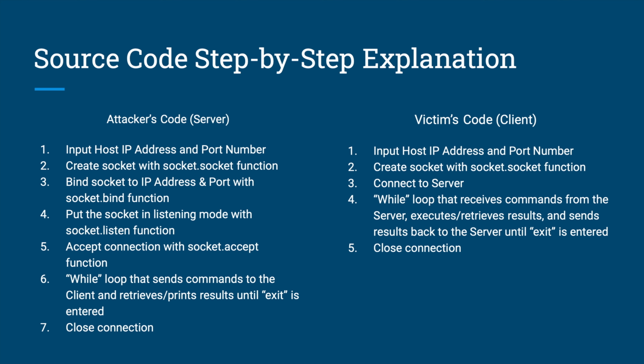Here's a step-by-step explanation of how my two scripts are programmed. First, for the attacker's code, I input the host IP address and the port number that they'll communicate over. Then I created a socket with the socket.socket function. Then I bound the socket to the IP address and port with the socket.bind function. Next, I put the socket in listening mode with the socket.listen function. And then I accepted connections with the socket.accept function.